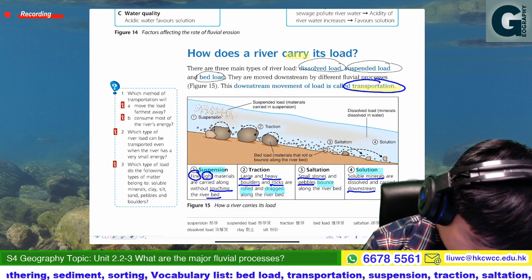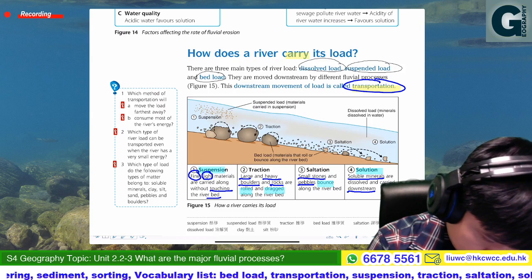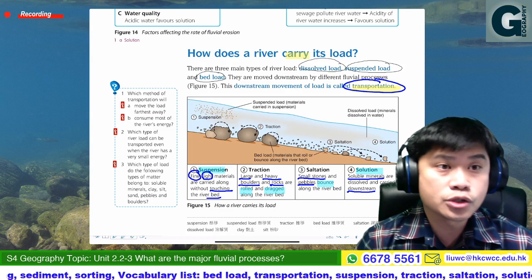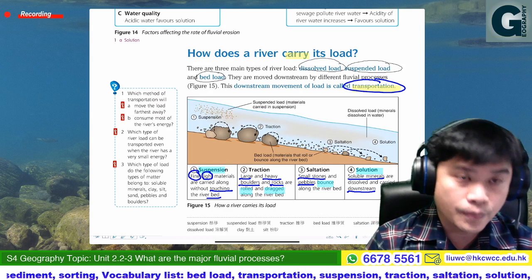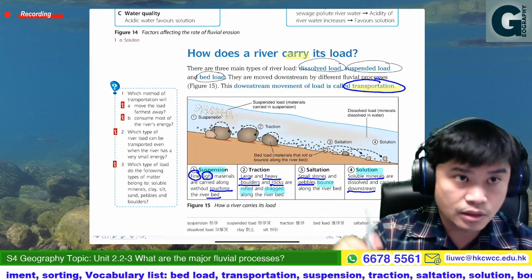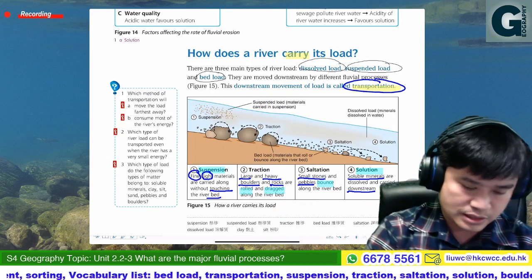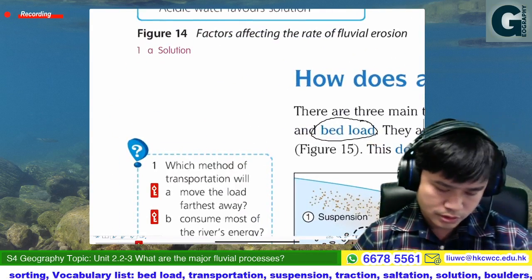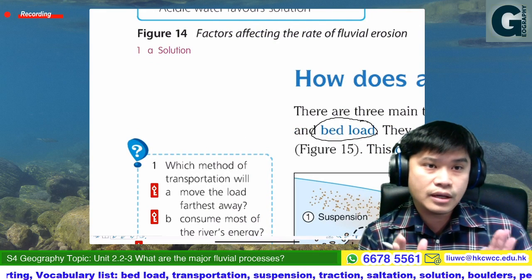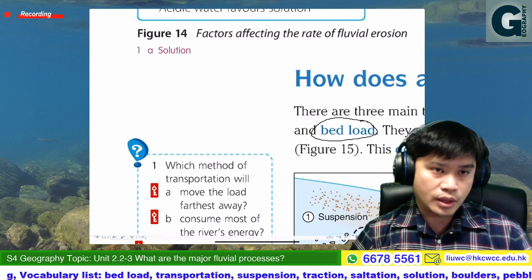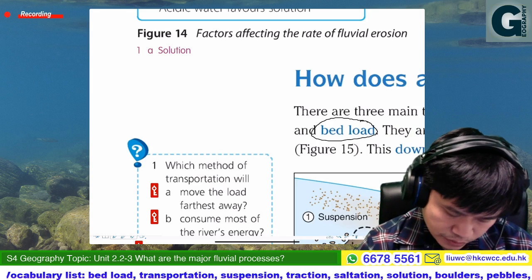Okay, that will be solution. You may see the answer here, but it is a little bit small. Solution is the one that would carry the load for the farthest away. Okay, then the second one.